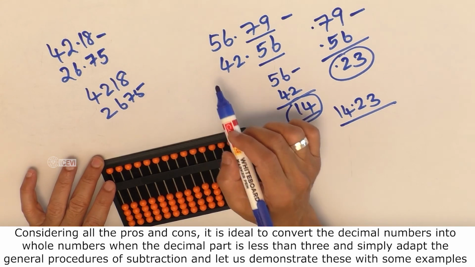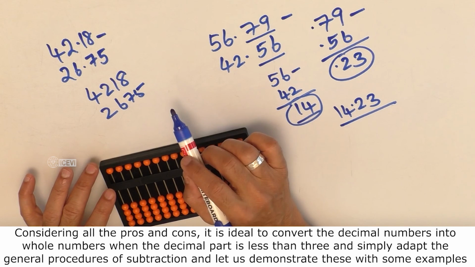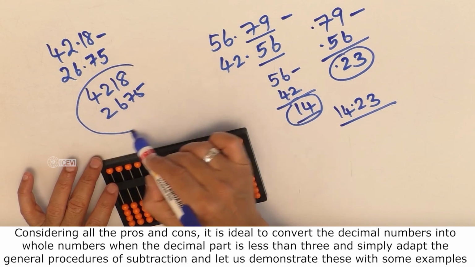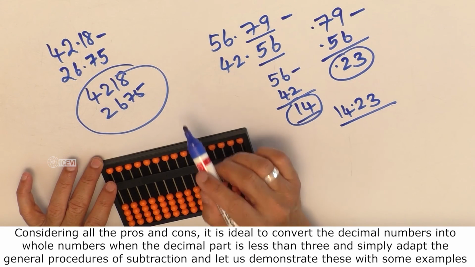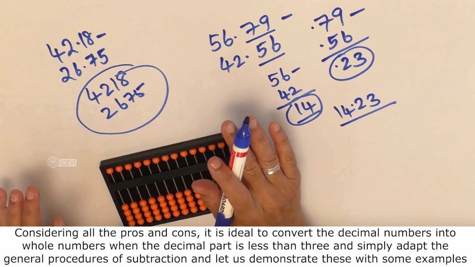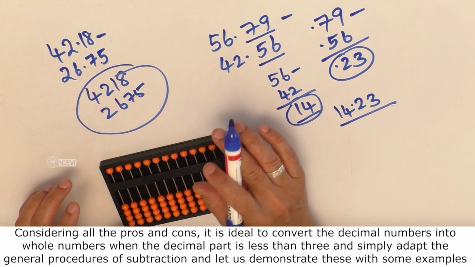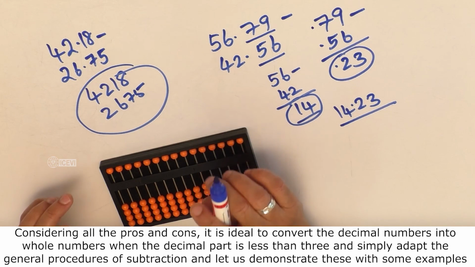Considering the pros and cons, it is ideal to convert the decimal numbers into whole numbers when the decimal part is less than 3 digits and simply adapt the general procedures of subtraction, and let us demonstrate these with some examples.